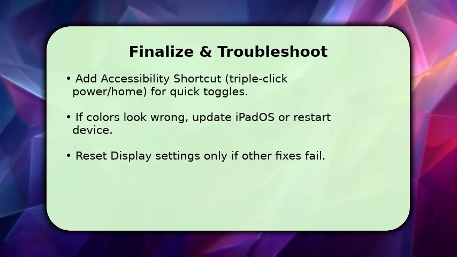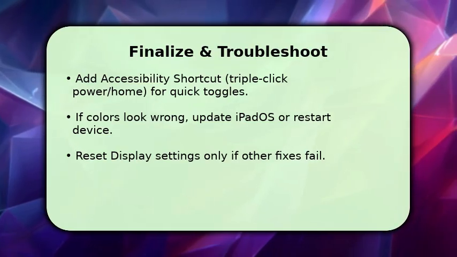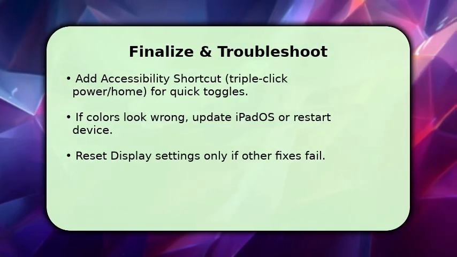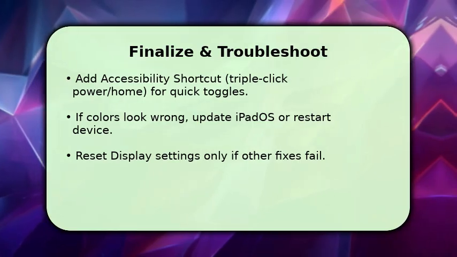You finish by adding an accessibility shortcut, so triple-clicking the power or home button toggles inversion. This saves time and avoids deep menu hunts.